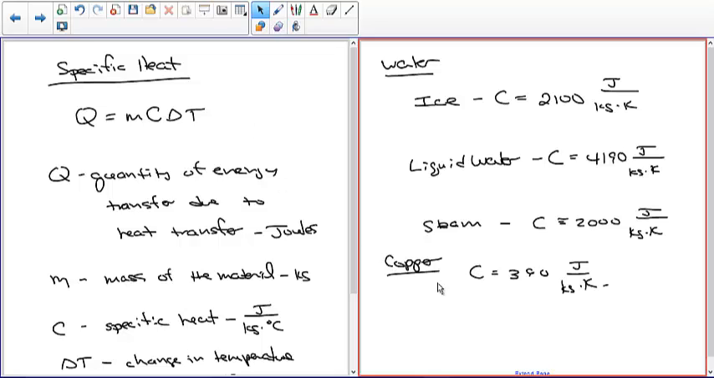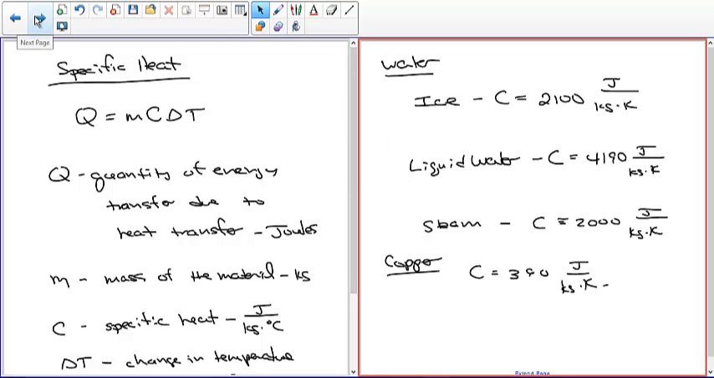Now you look at something like copper, it only has a specific heat of about 390 joules per kilogram Kelvin. So it takes much less energy to raise a kilogram of copper 1 degree C than it does water. So that's steam, if you're wondering what that was. Liquid water, steam. You can use this equation if you are changing the temperature within a given phase, within ice, within liquid water, within steam.